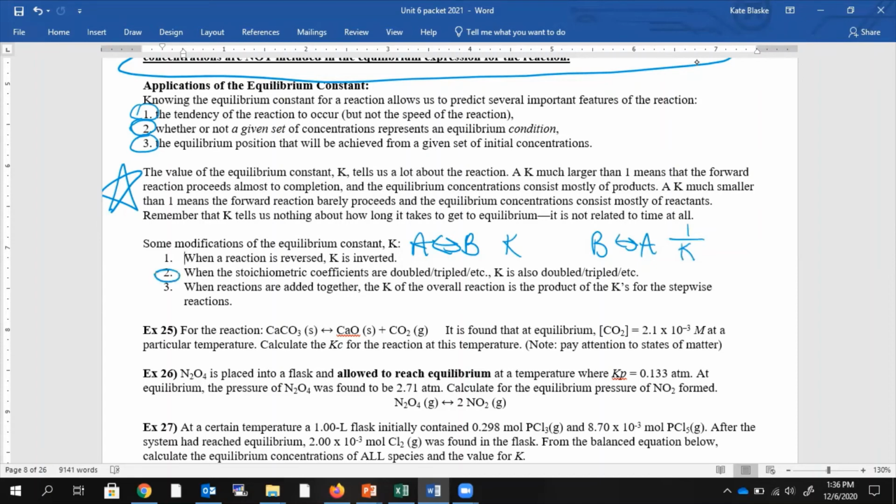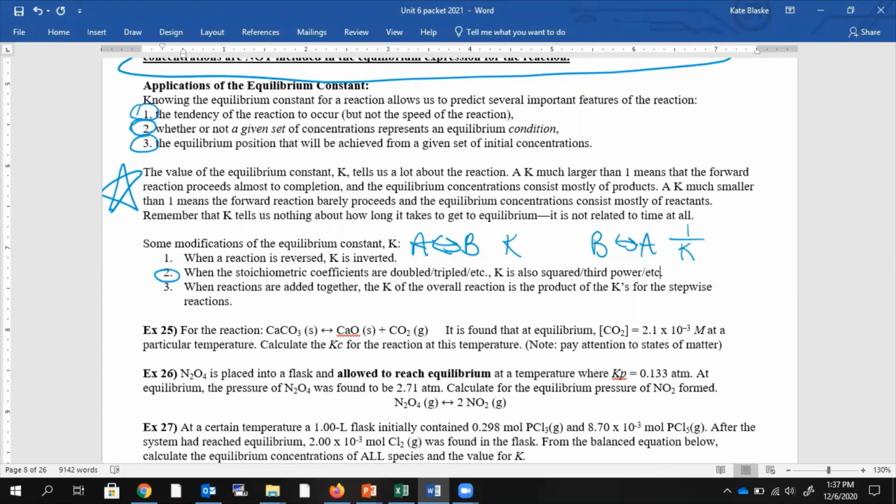If we change the coefficients, if we triple the reaction, if we quadruple the reaction, we're also, this is actually wrong. Change this in your packet. K is going to change exponentially. So if the coefficients are doubled, K is going to be squared. If it's tripled, K is going to be raised to the third power, because those coefficients become the exponents in our equilibrium expression. So K is going to be affected exponentially by that change in coefficient. And we'll see that in an example in just a second.